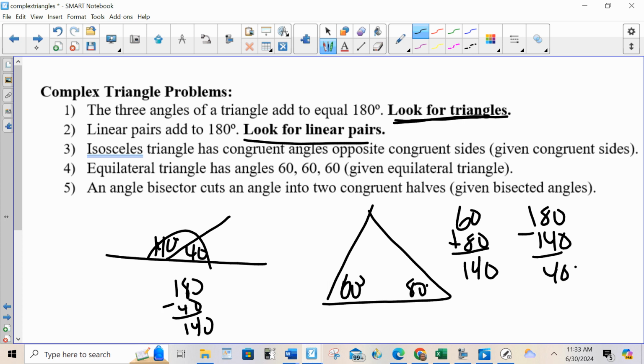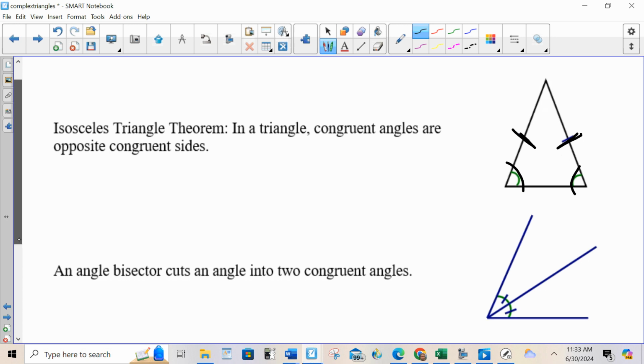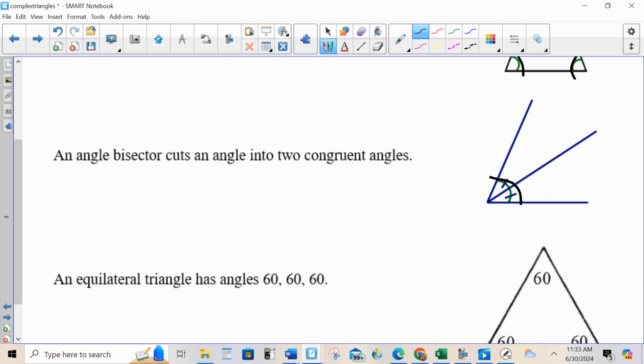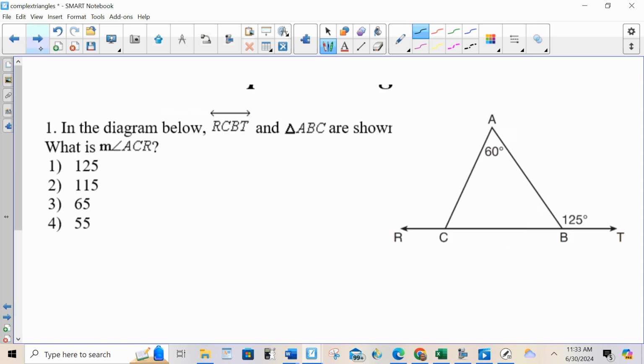We're going to have to do that. And then we're going to have to utilize what we did in the previous lesson. If I have congruent sides, the angles opposite them must be congruent. If I have an angle bisector, the angle bisector is being cut into two congruent halves. And finally, if it tells me that it's equilateral, I know the angles are 60, 60, 60.